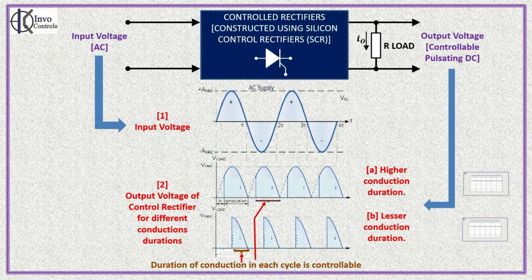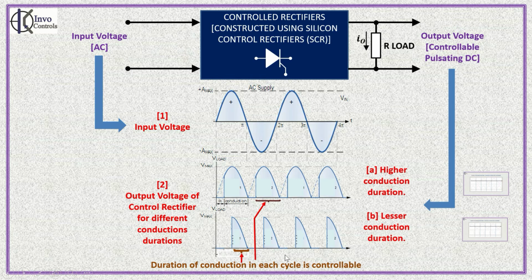To drive home this point, we consider two cases of the output waveform as shown in the figure. Let us consider figure A. Here, the conduction angle in each cycle is higher. If you look at figure B, here the conduction angle in each cycle is comparatively lower.